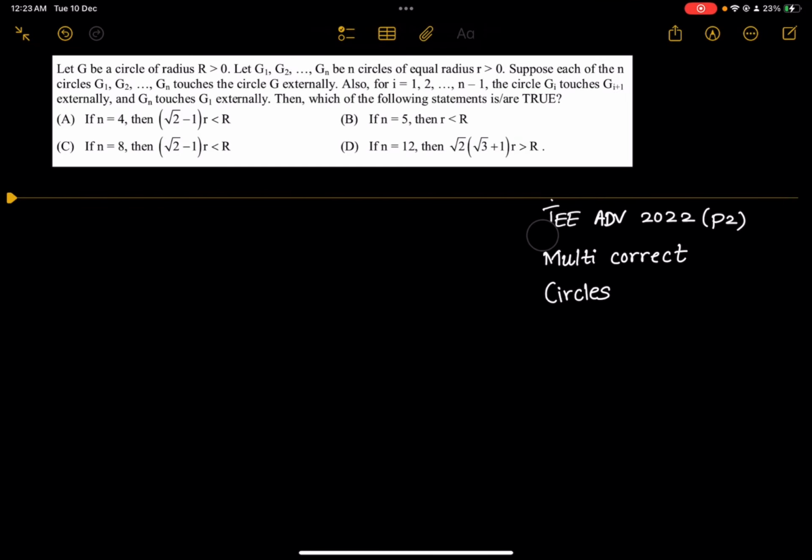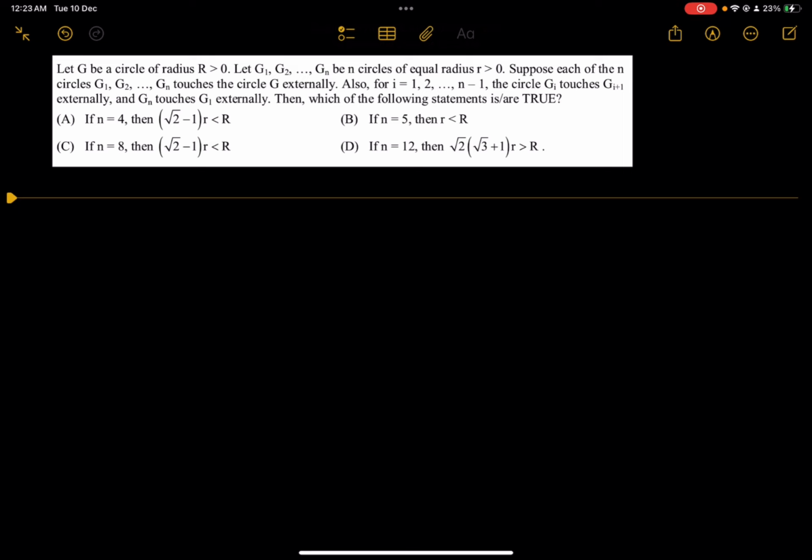Hi, this question appeared in JEE Advanced 2022 in its second paper, and it is a multi-correct answer question. So it can have more than one correct answer, and the question is from the topic circles. So let us go ahead and solve this question. But before going through the solution, I would like all of you to pause this video at this moment and give this question a try.